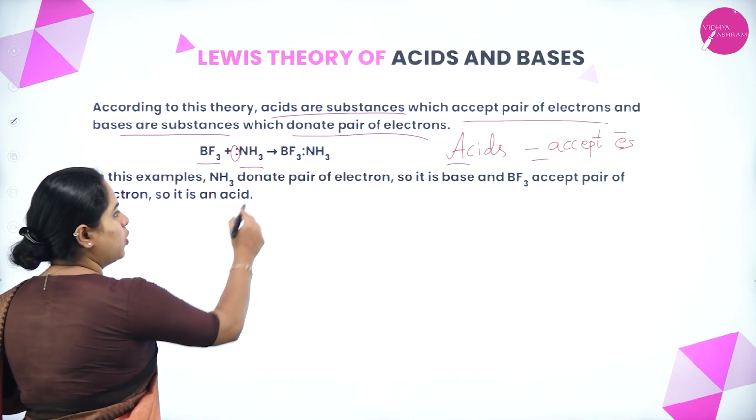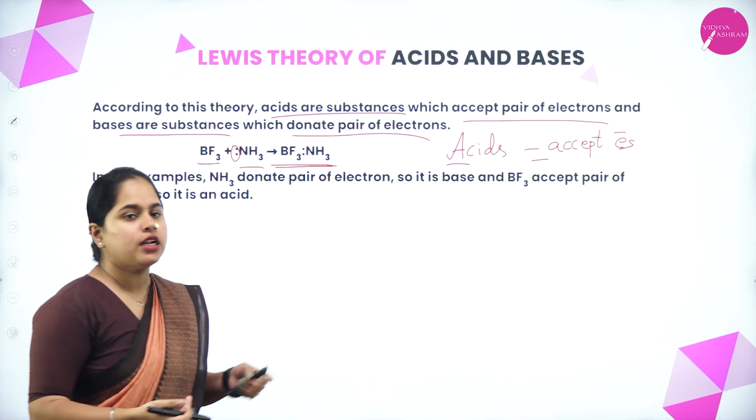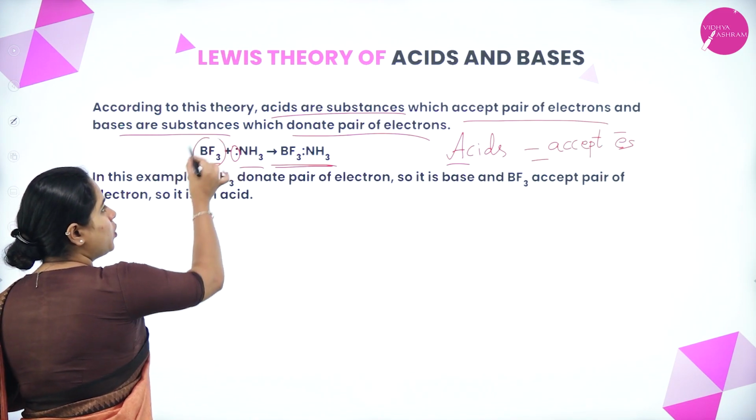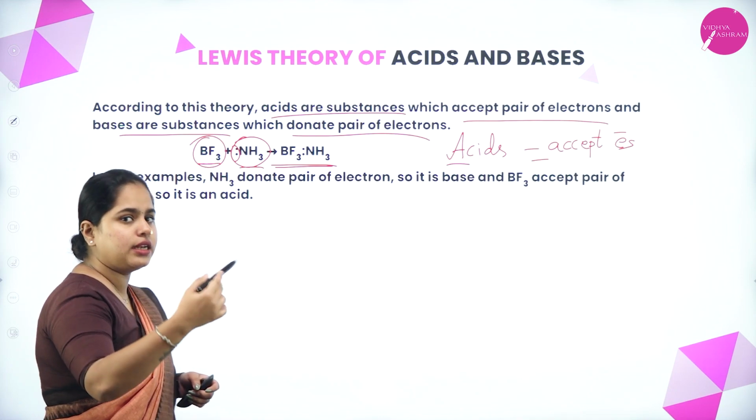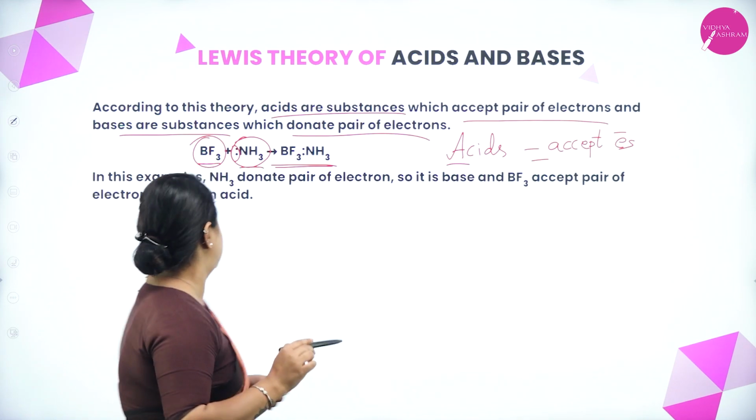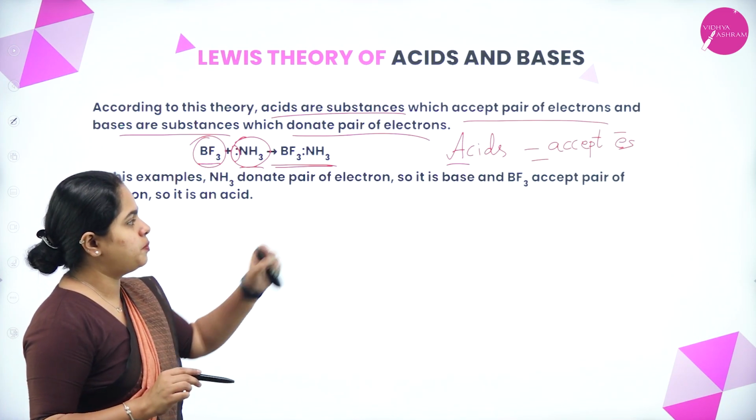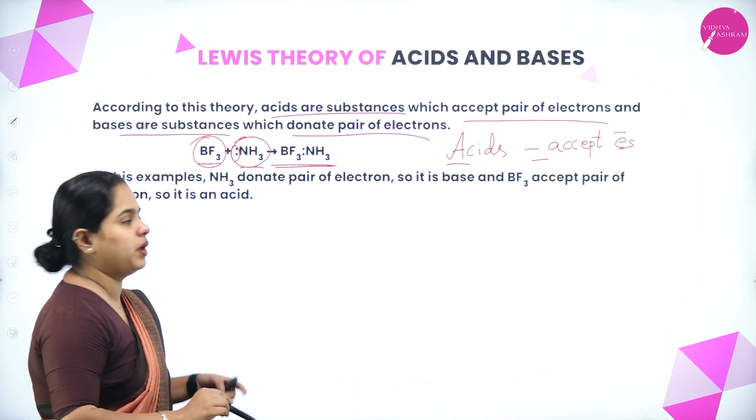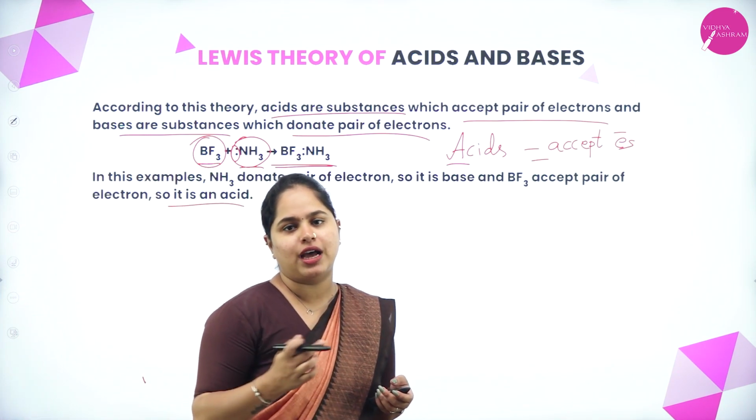So now this electron pair will be shared between BF3 and NH3. In this case, BF3 is ready to accept, so it is a Lewis acid, and ammonia is ready to donate its electrons, so it is a Lewis base. So in this example, NH3 donates a pair of electrons, so it is a base, and BF3 will accept that pair of electrons, so it is an acid. So this is Lewis theory of acids and bases.